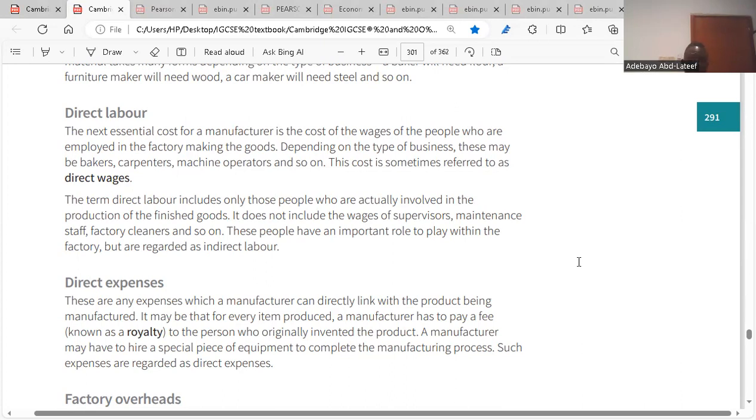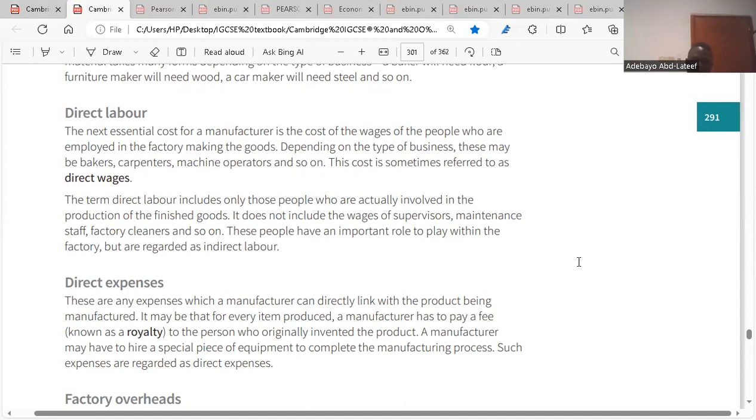So there's direct labor, which is linked to those who are involved in conversion of those raw materials into finished goods. Not the cleaners, not the staff, not the supervisors. They are indirect labor. Yeah, they are important in manufacturing too, but they are not directly involved like those workers that are in the factory. That is the point here.